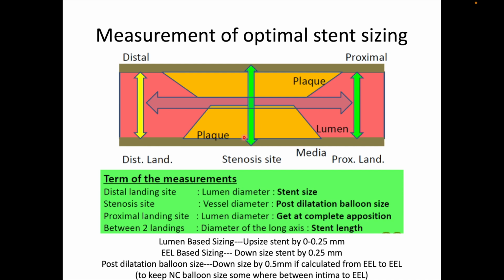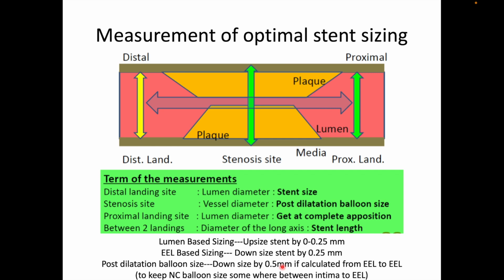Now, at the site of the lesion, that is shown here from media external elastic lamina to external elastic lamina. This is where you want to calculate the post-dilatation balloon size, your NC balloon size. What's recommended here is that whatever you get as a size from external elastic lamina to external elastic lamina, that's media to media, you downsize that by 0.5 millimeter, and that's the NC size balloon that you want to use for post dilatation.